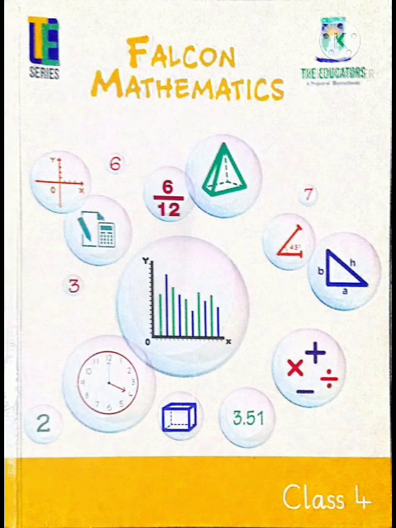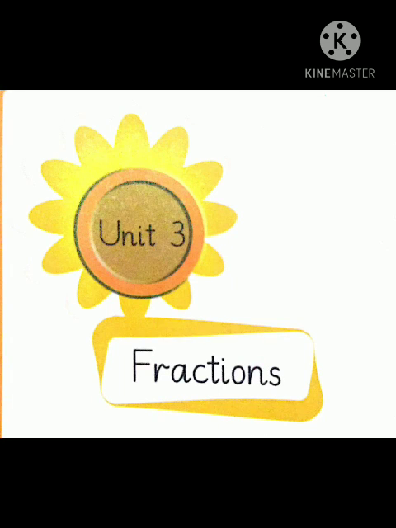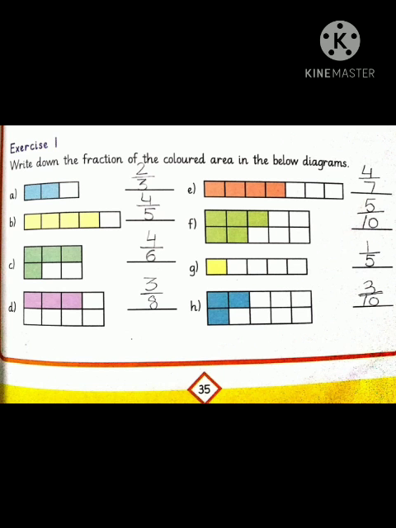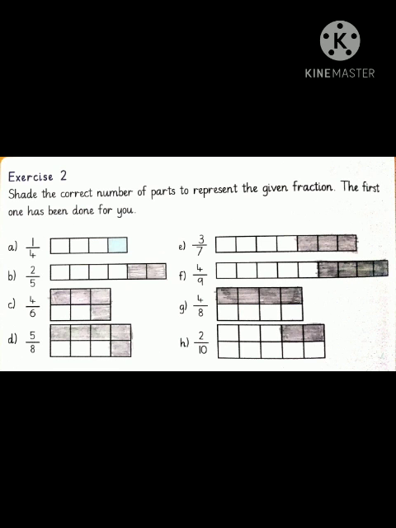Students, open your books. Unit number 3, Fractions. Page number 35, Fractions. You have to highlight the following lines which I am going to read. Fractions are a part of something whole. When an object is divided into number of equal parts, then every part is a fraction of the object. And exercise number 1 will be done on your books. Page number 36, exercise number 2 will also be done on your books.